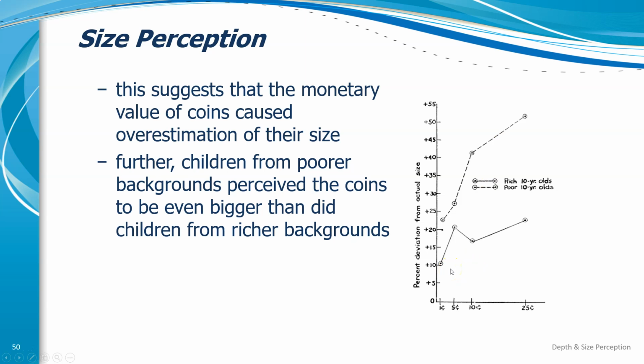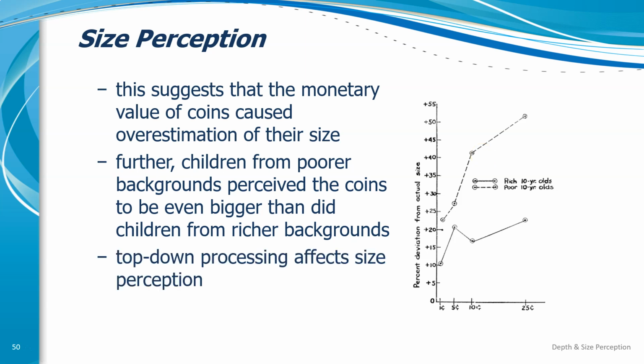Okay, so in 1947, a penny could still buy you stuff. But still, look at the difference in the rich kids and the poor kids. Now they're all overestimating the size of the coins, but the poor kids even more. Again, this really strongly shows the influence of top-down processing, even for something as simple and basic as judging the size of a stimulus.